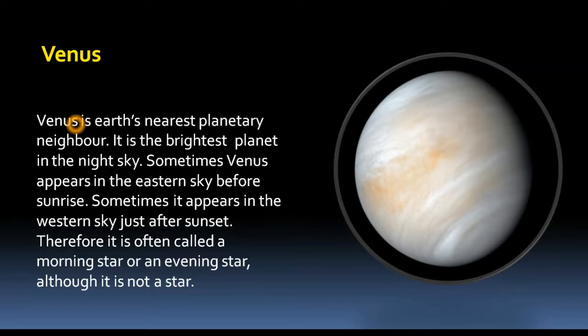Venus is a rocky planet. It has a dense atmosphere which consists almost entirely of carbon dioxide gas, and it is the brightest planet in the sky.